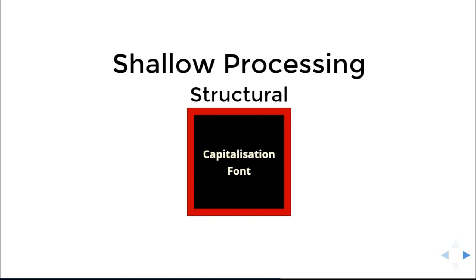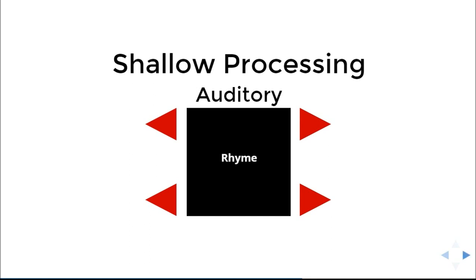The next level up is known as auditory processing. This is less shallow, so it could also be called medium processing, and it's basically when you look at the sound given off by an object. And when it comes to words, we use this in reference to how the word sounds, what does it rhyme with, things like that. And then the deepest form of processing is known as semantic processing.